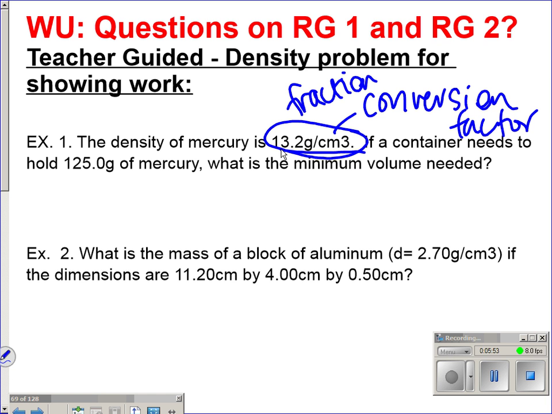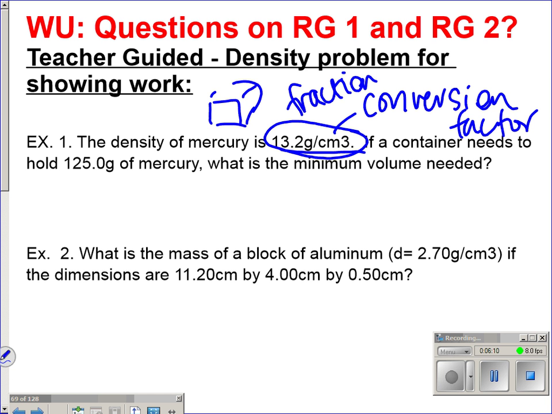So this 13.2 grams. If I had a cube of mercury, and it was 1 centimeter by 1 centimeter by 1 centimeter, it would weigh 13.2 grams. So they're an equivalent kind of idea. So we're going to work with that more today.